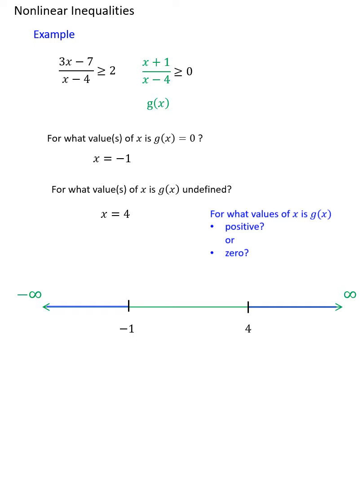I still, however, have to give some thought to the transition points itself. So what about x equals -1? Is that a solution to the original inequality? In other words, is the function 0 or positive there? Well, we discovered that the function was 0 there. That was where this transition point came from. And therefore, -1 is not only a place where g is 0, but it's a solution to the original inequality.